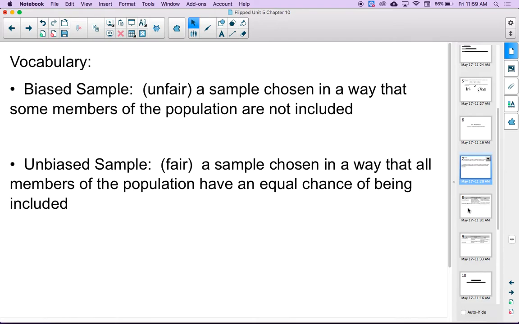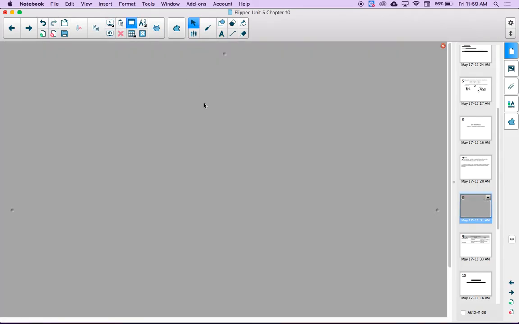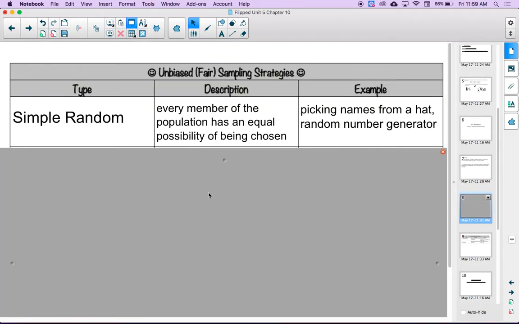So there are actually 4 sampling strategies we're going to talk about. 2 of them are biased, 2 of them are unbiased, and we want to stick with the unbiased ones if we conduct surveys ourselves. So let's start with our unbiased samples. Our first type of unbiased sample is a simple random sample. In the simple random sample, every member of the population has an equal possibility of being chosen.